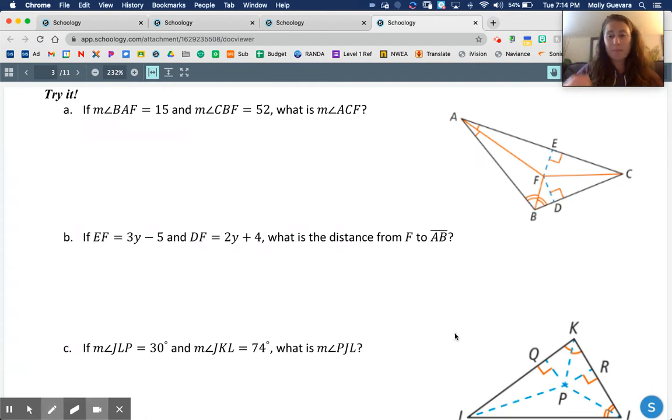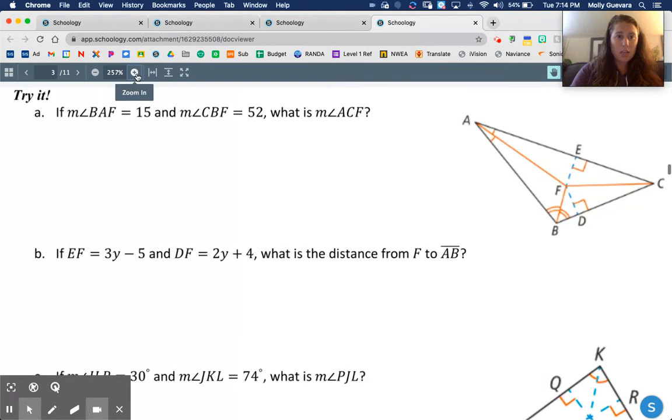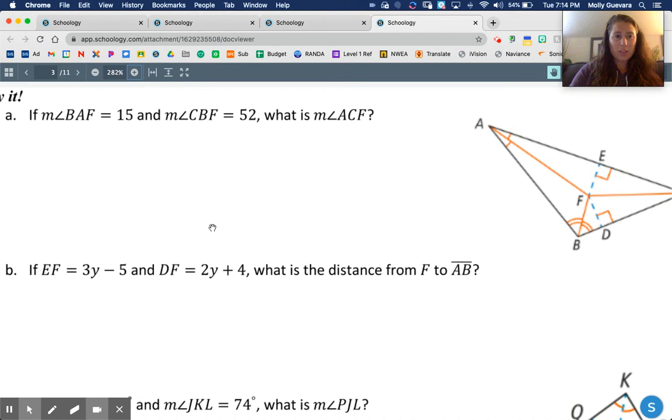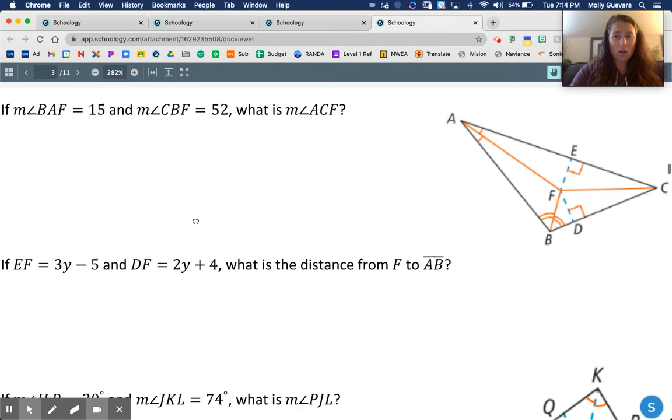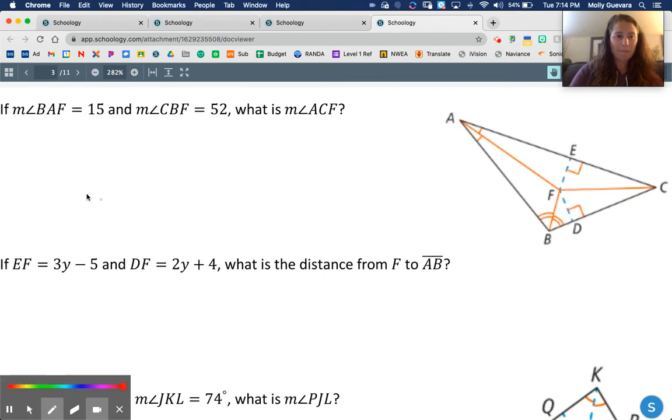So again, the biggest thing that you can do, and I'm actually going to zoom in, to help you is to fill in all of your missing information, fill in what you're given. So here I'm told that the measure of angle BAF is 15. So from B to A to F. That tells me this right here is 15. Well, if that's 15, since this is an angle bisector, I know that this one is also 15 because it's cutting the angle in half. So both of those angles are the same.